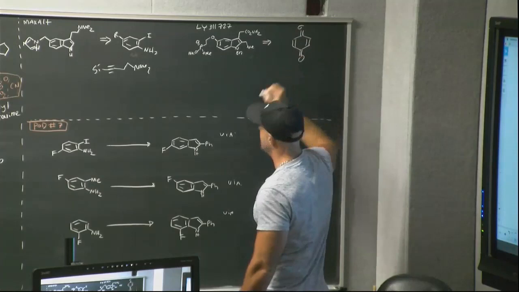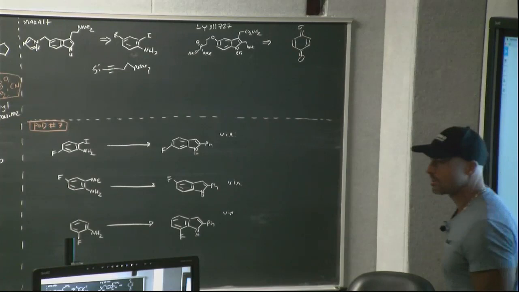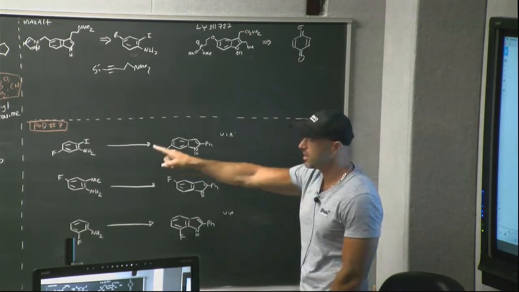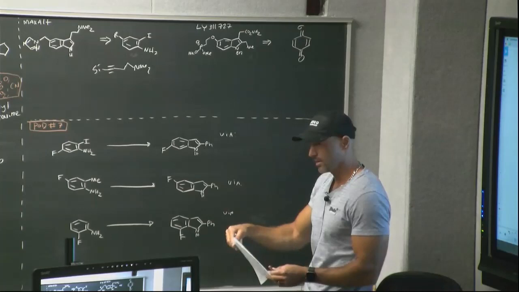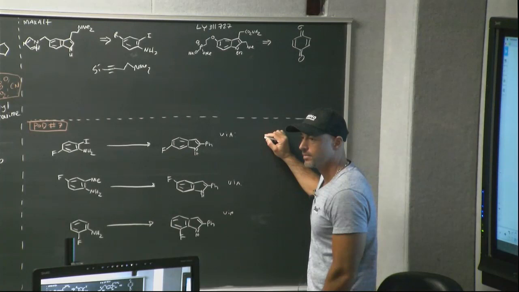Problem of the day number 7. This one you can just call out, Nick. Is it a nitro or? Oh, that's an amino iodide, and I want to convert it to that. If you want to look at the handout, first one. Just give me the reagent.